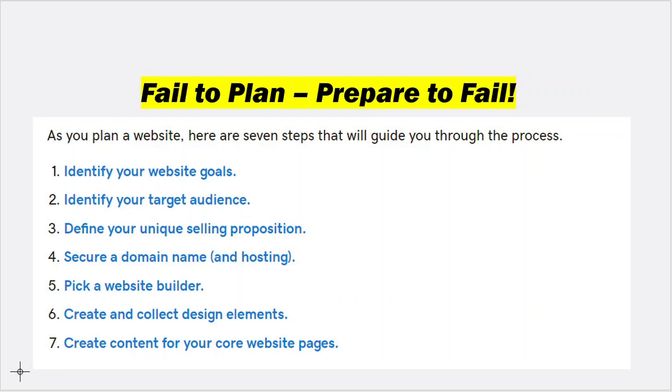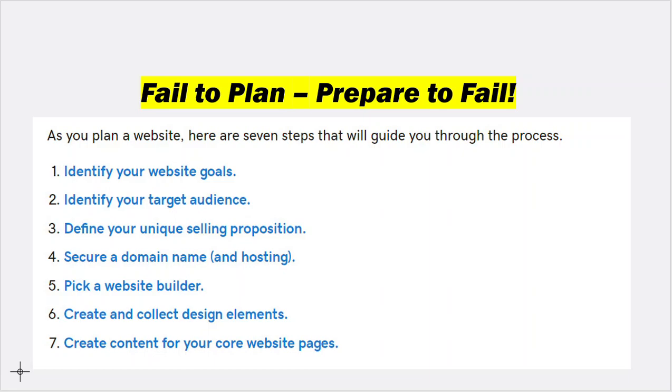Step 6, create and collect design elements. What does that mean? Basically, that means getting together any ideas for the design of your website. You might want to have a bunch of pictures on your website, for example. You might have color schemes in mind that you want to use in the website. Again, at this stage, don't worry too much about this. The website builder that we're going to use has lots of images, it has lots of design templates that are free to use, and you can add some of your own personalized pictures, for example, but don't worry about that at the moment.